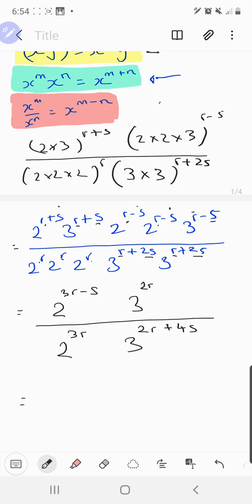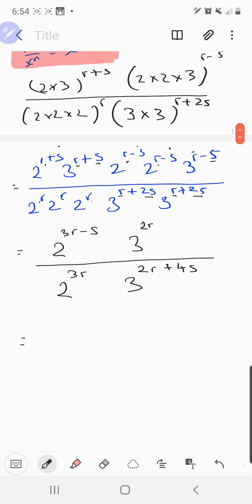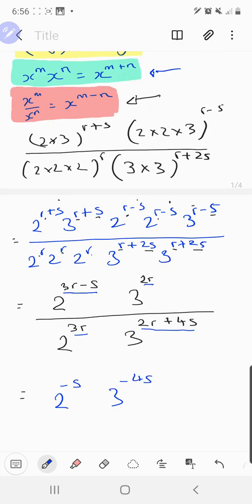Now, using the third of our rules, the expression becomes, well, powers of 2, we've got 3r minus s. We're going to take away 3r, so we're just left with minus s. The powers of 3, we've got 2r, take away 2r plus 4s. So the r's cancel, we're left with minus 4s. So we've simplified as much as we can.